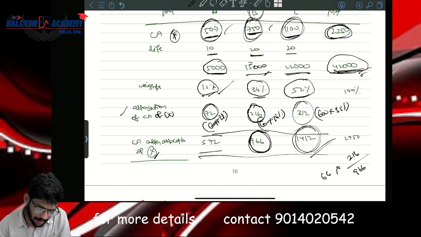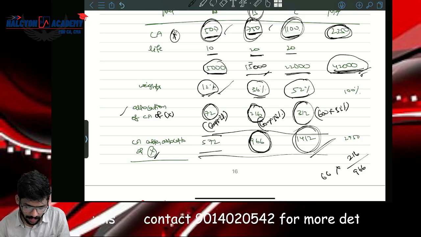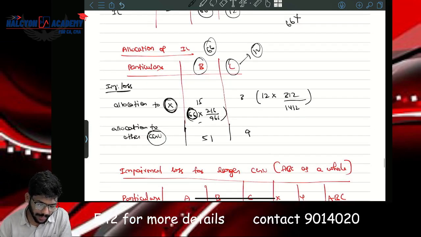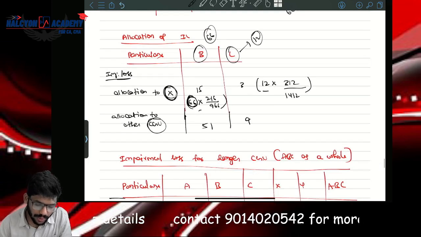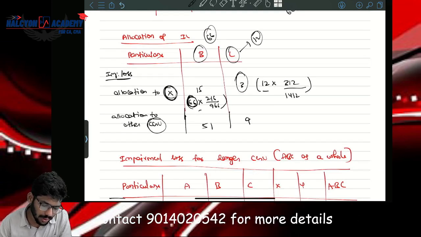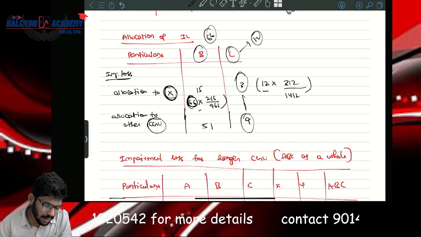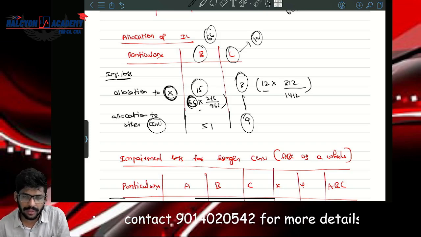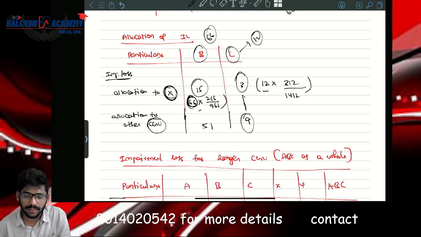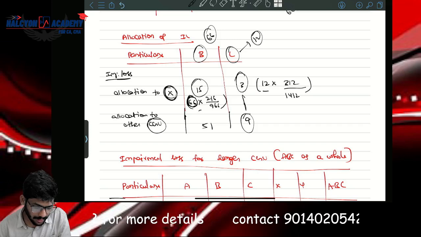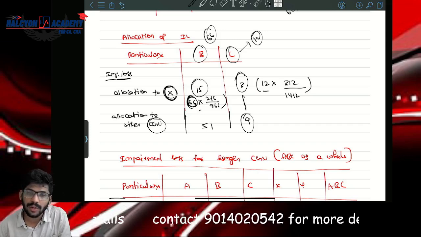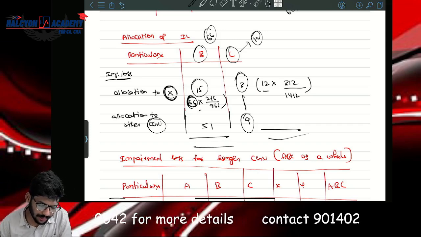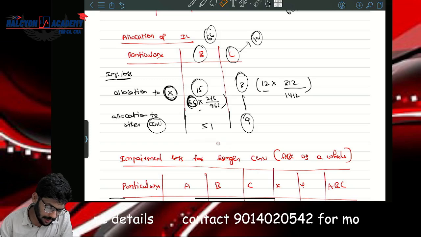In the third case also, same. 12 is the impairment loss, so 12 into 312 divided by 1412. We got 3. The balance 9 will be allocated to the other CGU. Here, 15 is the corporate asset impairment loss, nothing but the impairment loss allocated to the corporate asset is 15. The balance will be allocated to other CGUs. Clear? This is the third step.